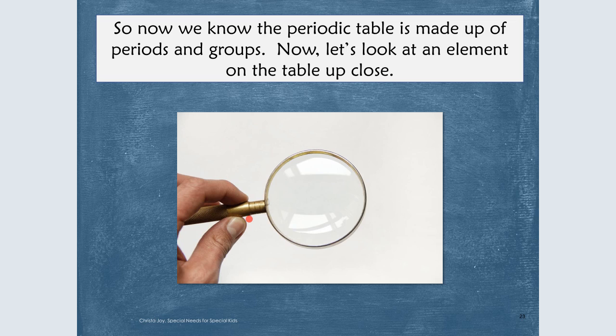All right, so this is the second part of this. So now let's look. We know that the periodic table is made of periods and groups. So remember, periods are the rows on the periodic table. And groups are the columns.